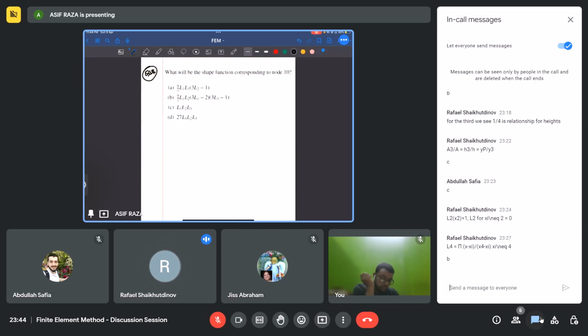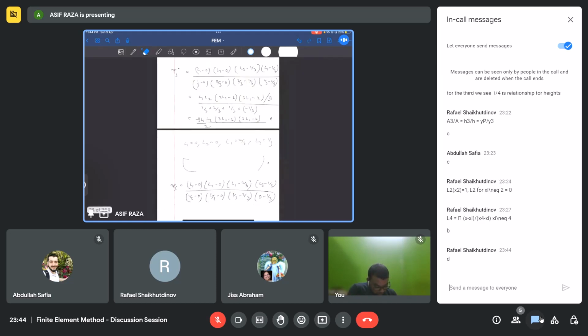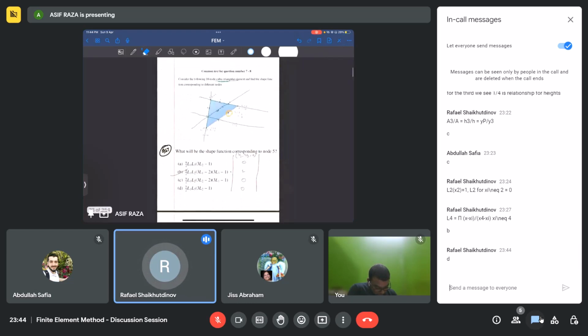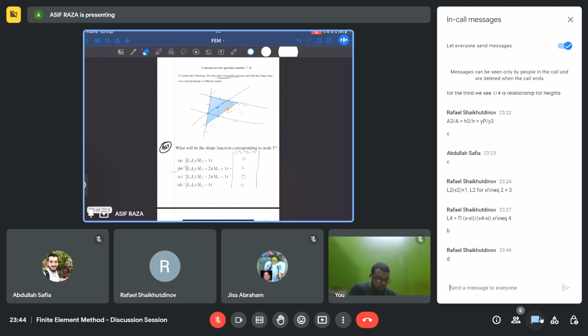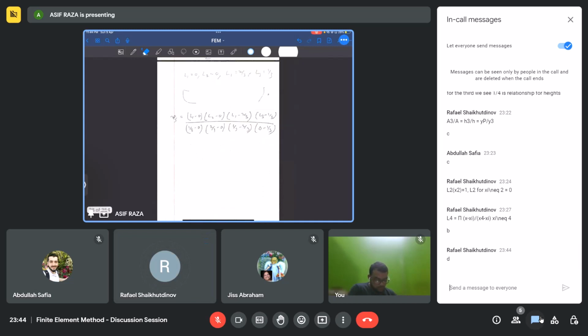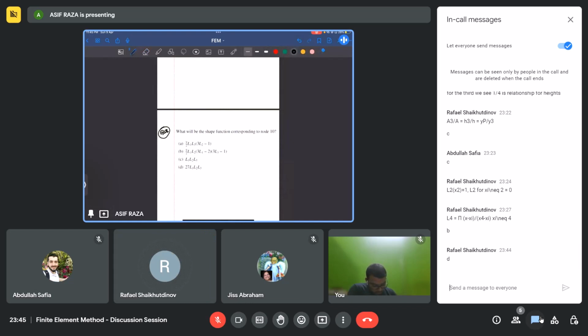Okay, next question is what will be the shape function corresponding to node 10? I don't know, is it the same way? No, the trickiness is in one. This is really easy, and we have already solved this in the previous session. L1 equal to 0, L2 equal to 0, L3 equal to 0. Yes, so it was this, I think.